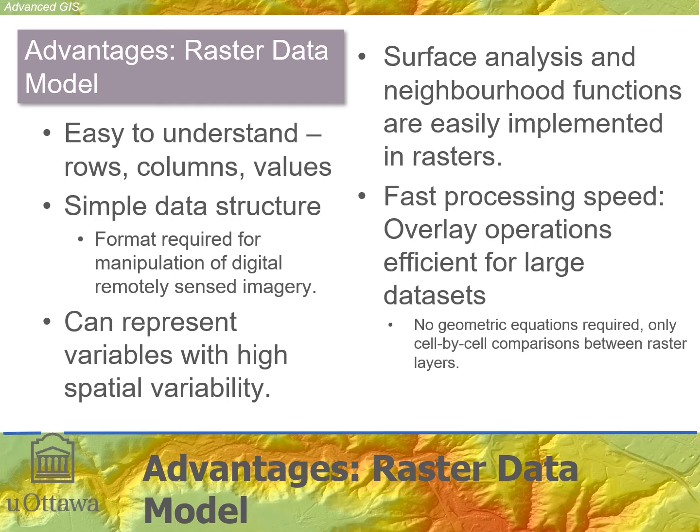Rasters are fast in processing on computers. For example, overlay operations, working with more than one raster at the same time, are very efficient for large data sets because rasters have that simple data structure that is a numeric array. And as such, unlike vector data, when you overlay it, no geometric algorithms or equations are required to overlay raster data because things are compared on a cell-by-cell basis very easily within computers. Can you think of more advantages of raster data?